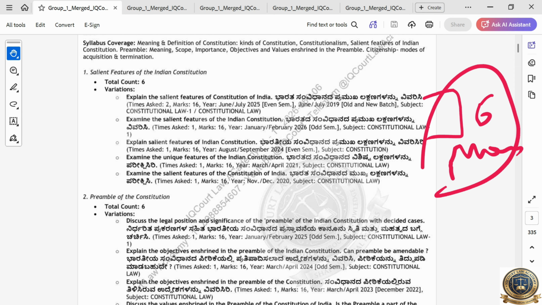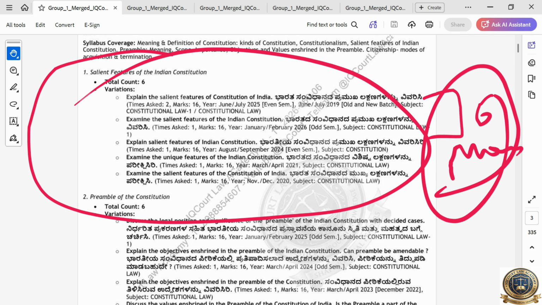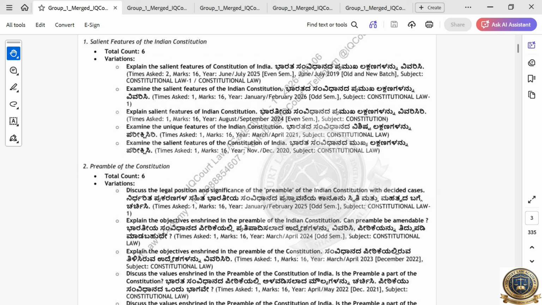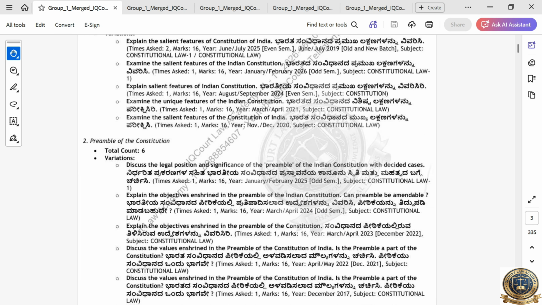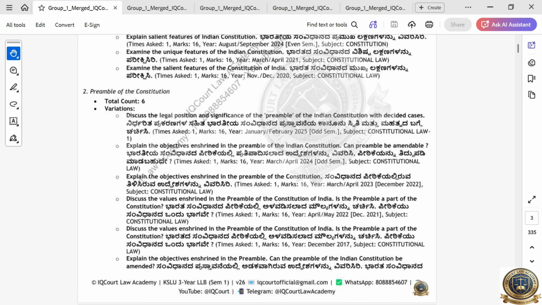Still they are asking the same question. That is the beauty of this question. This question is very, very important. 95% they are asking, so this is very, very important. I'm rating it as 95%. They've asked it 6 times, so this is also very important.